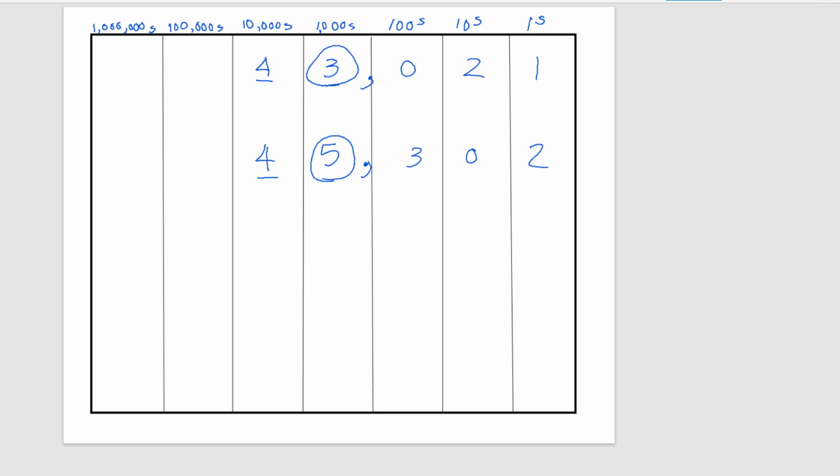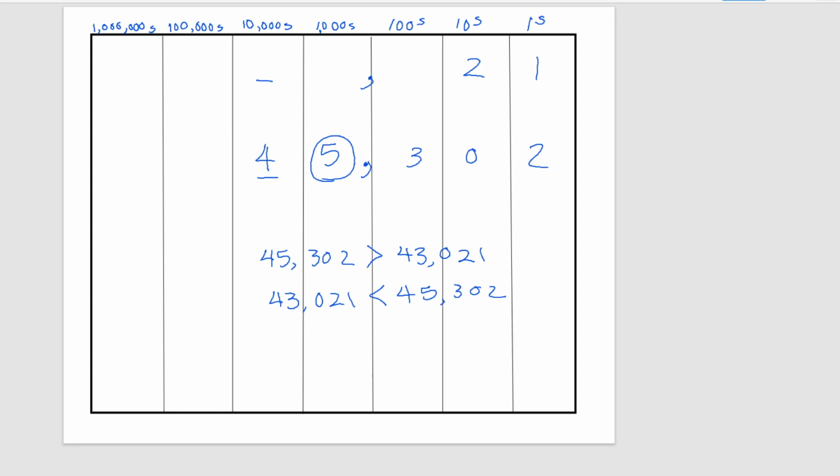And since 5,000 is greater than 3,000, 45,302 has to be greater than 43,021. We could also write it the other way of 43,021 is less than 45,302. So again, if the largest place values are the same, then we move to the next greatest one and compare those. All right, let's erase this.